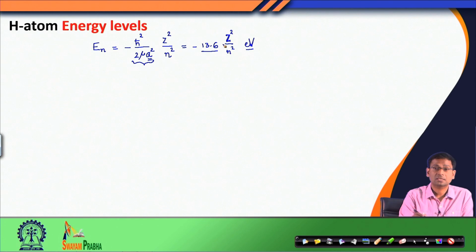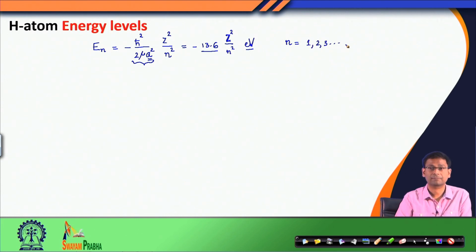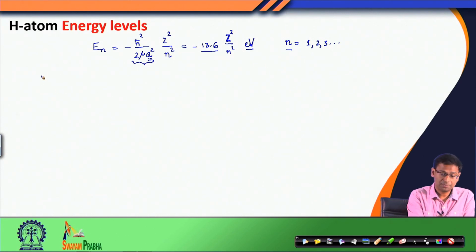Where you see the other term z square, z is the nuclear charge of the system and n is the new quantum number whose value turned out to be 1, 2, 3, and so on and so forth. The lowest possible value of n is 1. We discussed why n equals 0 is not allowed in our last lecture.